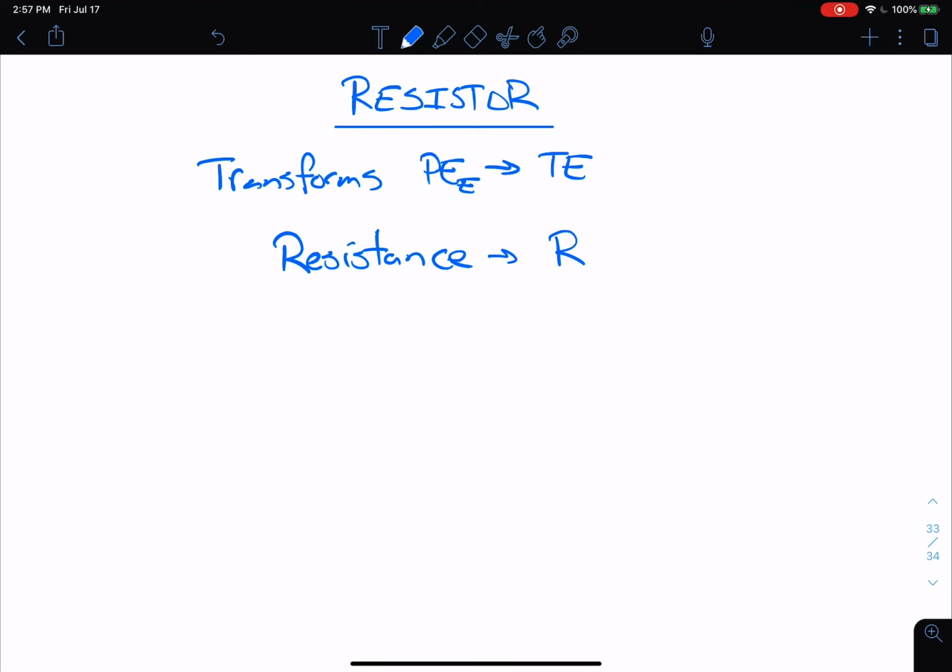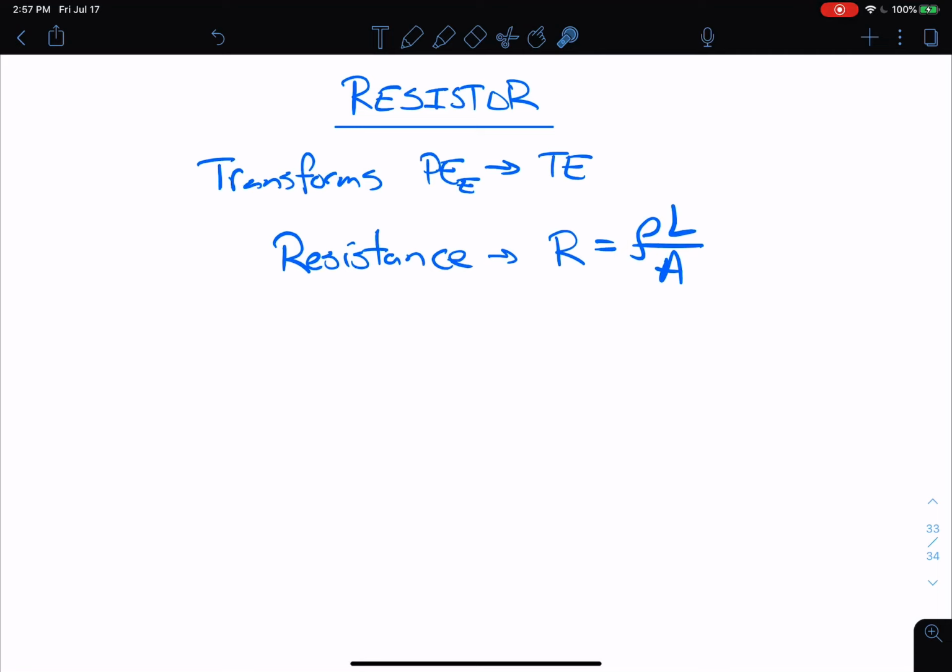For temperature-independent resistors, the formula for resistance is R = ρL/A, rho times L over A. Rho is the resistivity. This depends on the material. So it's generally just something you look up in a table. L is the length of the resistor. And A is the cross-sectional area.